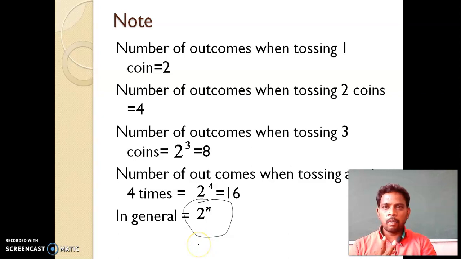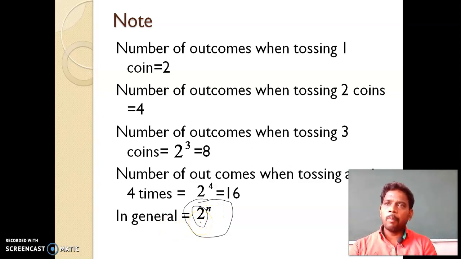Two things are equal here. In the first case, 3 coins are tossed simultaneously at the same time. In the second case, only one coin is tossed 3 times. Both are the same case, so the formula is 2 power n. Why is the base 2? Because the possible outcomes when tossing a coin are head and tail only.